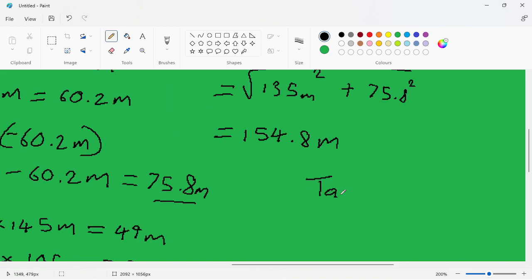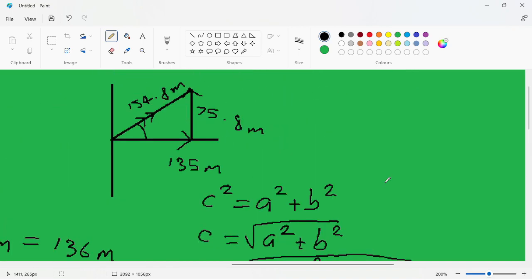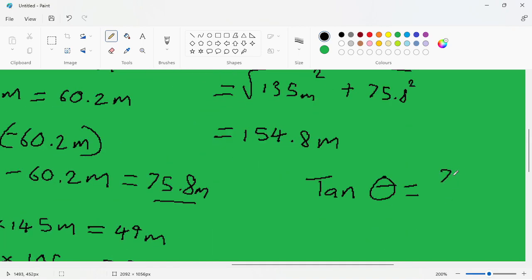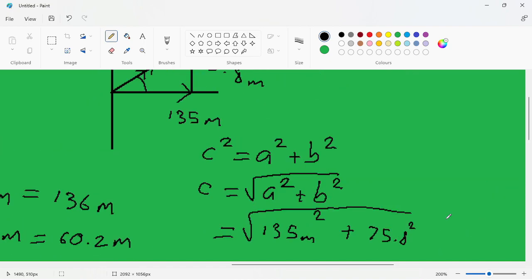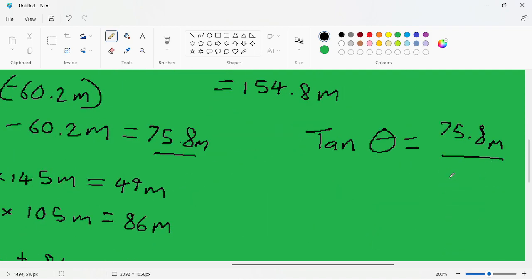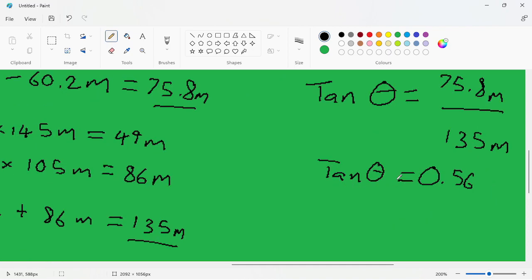So tan theta would be the opposite, which is 75.8 meters, over the adjacent, which is 135 meters. So tan theta is equal to 0.56. And this doesn't have any units because the meters cancel. So we have tan theta is equal to 0.56.